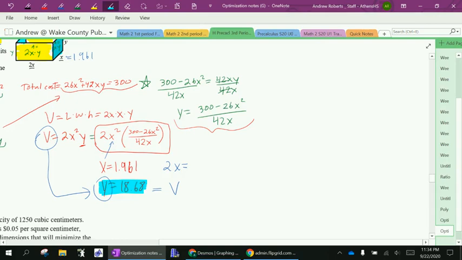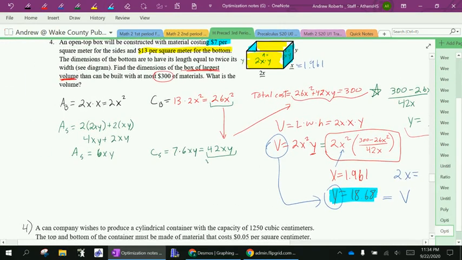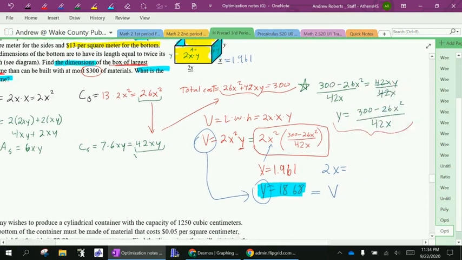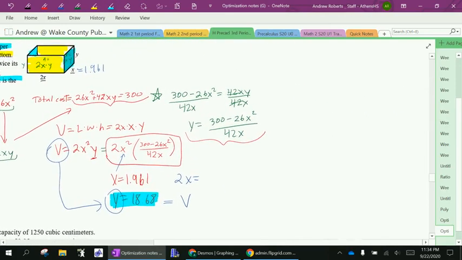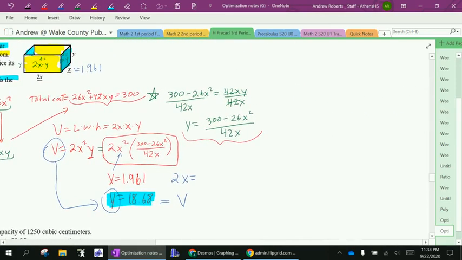So sometimes understanding what these variables mean in your graph really helps because they allow you to do less work. You don't have to find all the dimensions. The only thing the question asked for was what is the volume. Now it also, I'm going to take that back. It did say find the dimensions, so do a little bit more work. So 2x is going to be 1.961 times 2, which is 3.92. I rounded a little bit, that's okay.